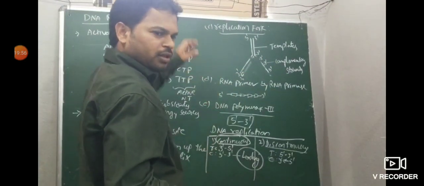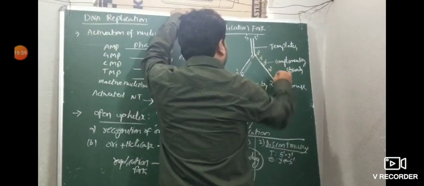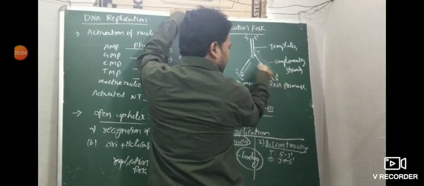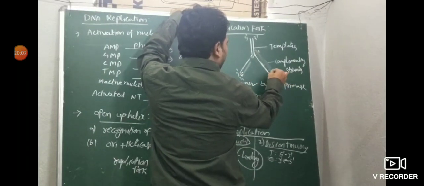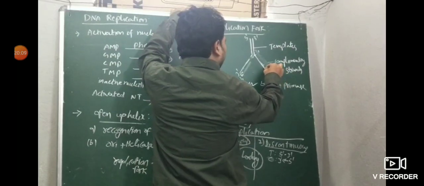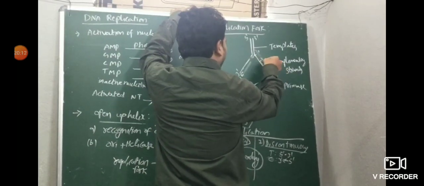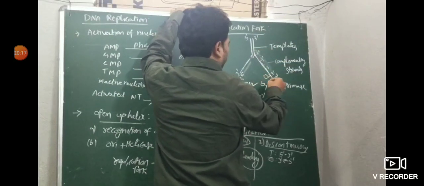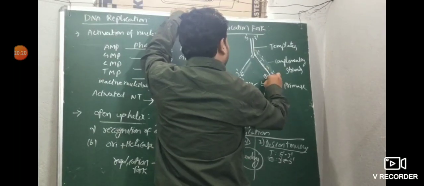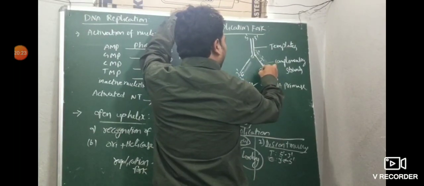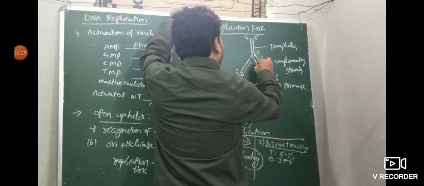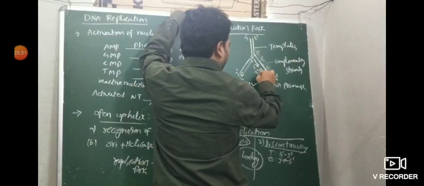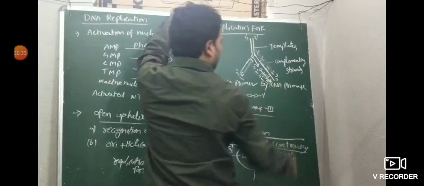See here. This is the number of nucleotides. This is the 3 prime. This is 5 prime. This is the 3 prime. So one RNA primer is formed opposite to the 3 prime. Then nucleotides are joined. This is one fragment. Then here another RNA primer is formed. This is another fragment. The RNA primer is formed and the strand is extended 5 prime to 3 prime, 5 prime to 3 prime, 5 prime to 3 prime. Then the new fragments are formed.